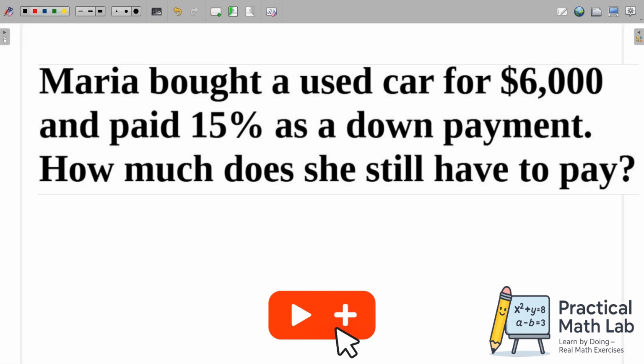Today, we're going to solve a percentage problem. Maria bought a car for $6,000 and paid 15% as a down payment. How much does she still have to pay? Let's solve it here using the rule of 3 in a simple and direct way.